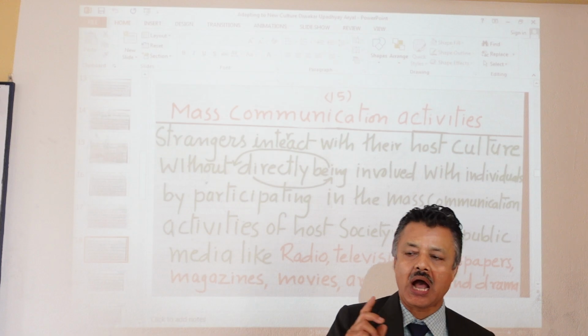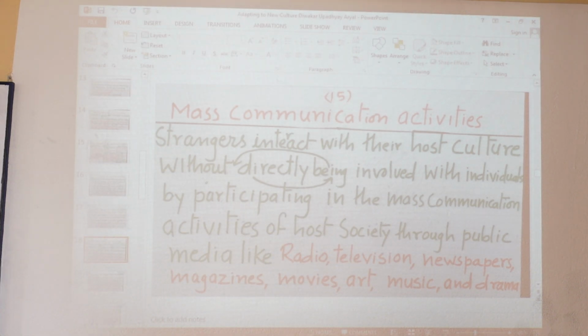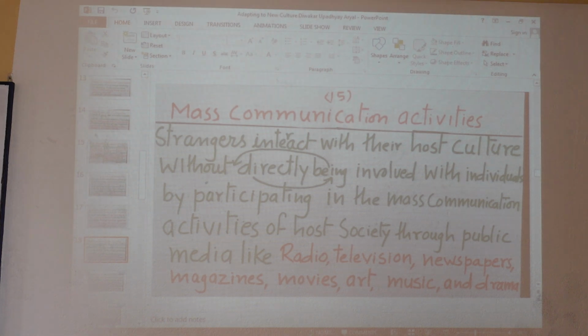Now, how do you learn host communicative competence? The question is, how do you learn host communicative competence? Either you learn through direct face-to-face.